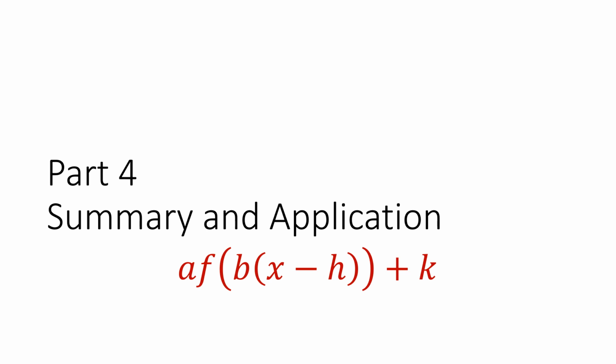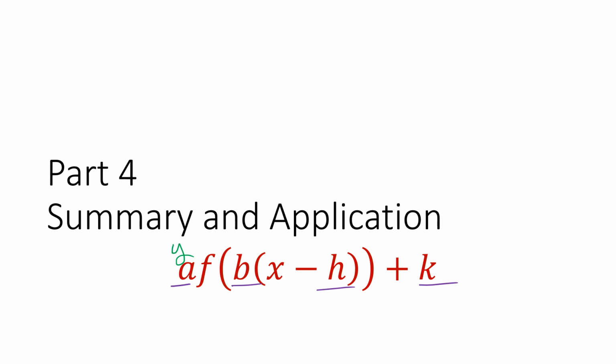Here we go. So you have part 4 of the summary and application. We've learned 4 variables of transformation: A, B, H, and K. Agreed? All right, of these 4 variables, each one affects X or Y. So A, which one does it affect? X or Y? A affects your Y. Part 1, A affects your Y. That's our vertical stretch or compression.